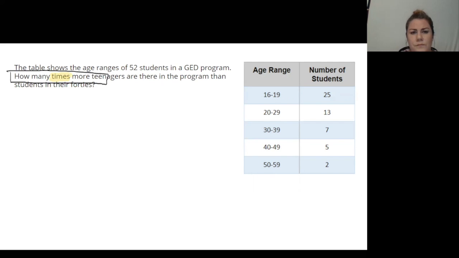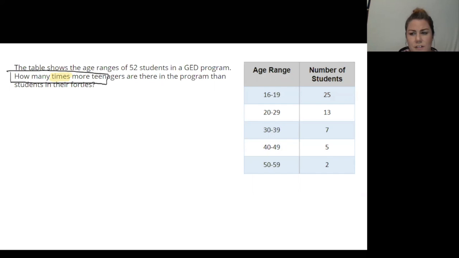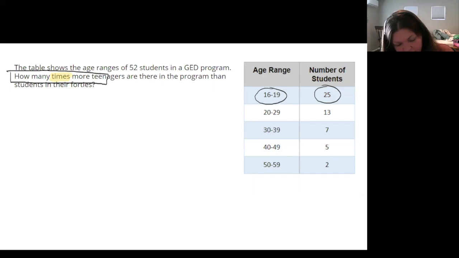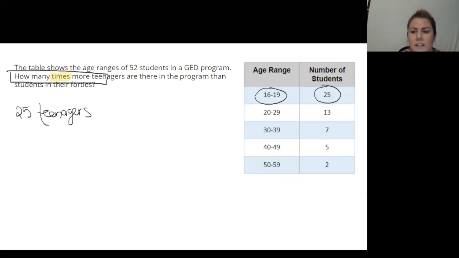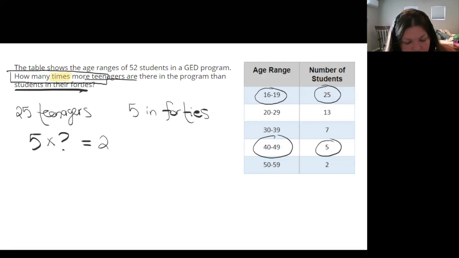So how many times more teenagers are there in the program than there are students in their 40s? Any thoughts? What numbers am I comparing? 25. Beautiful. 16 to 19 is the teenager range. There are 25 students, so we have 25 teenagers. And then we're comparing that to what? 5 students in their 40s. But now I need to figure out how many times more those teenagers are. So I'm asking you, 5 times what equals the teenagers?